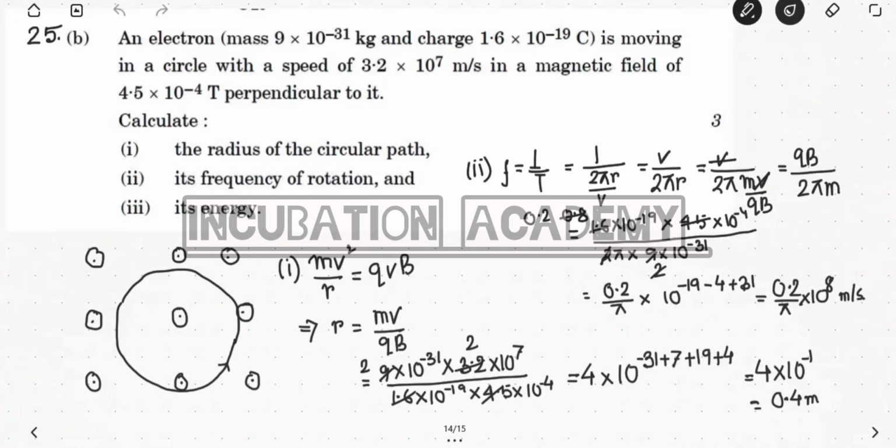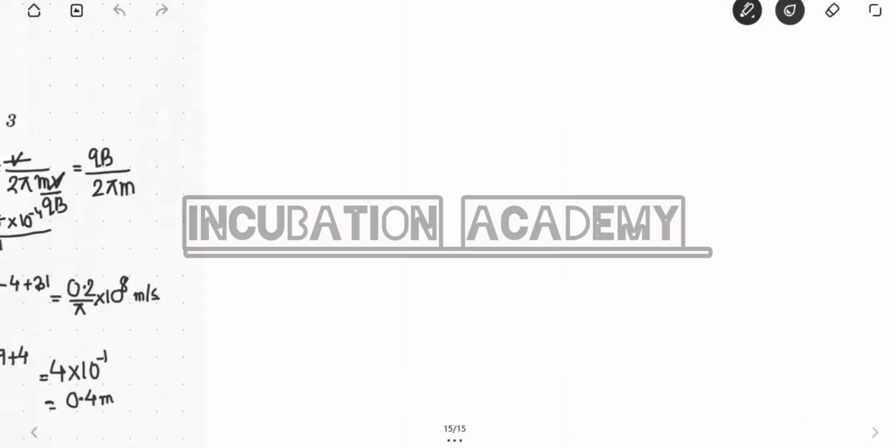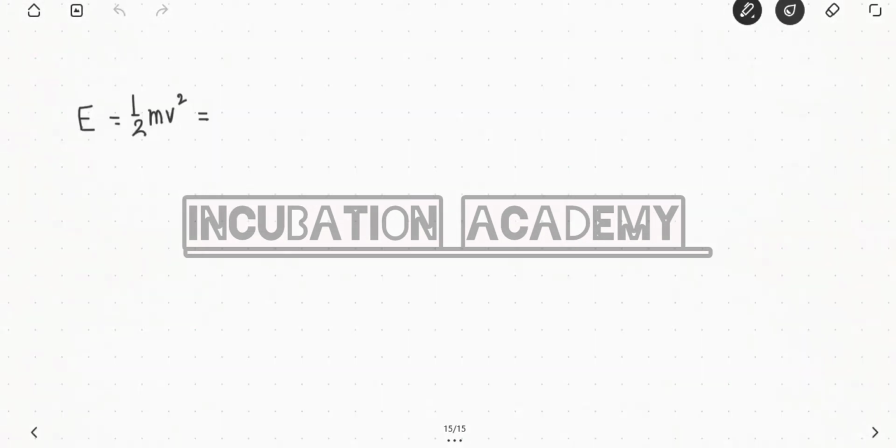what is the expression of the velocity from this expression? I am doing it again here. That is mv square divided by r equal to qvB. So v is equal to qBr divided by m. Velocity is equal to qBr divided by m.